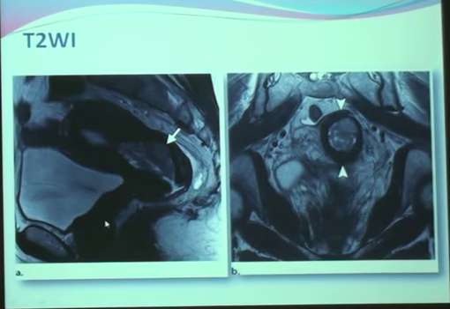The appearance of cancer cervix in MRI: this is a sagittal T2 weighted image, and this is an axial T2 weighted image. It appears either iso or slightly hyperintense in comparison, of course, to the pelvic muscles. Our reference is the pelvic muscles: iso or hyperintense in relation to the pelvic muscles.